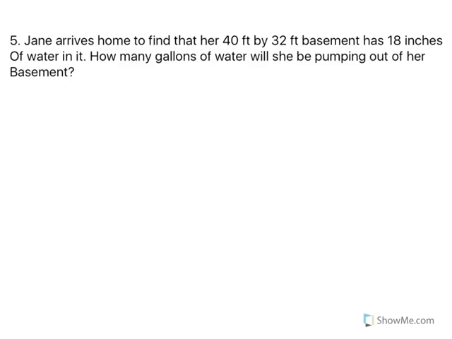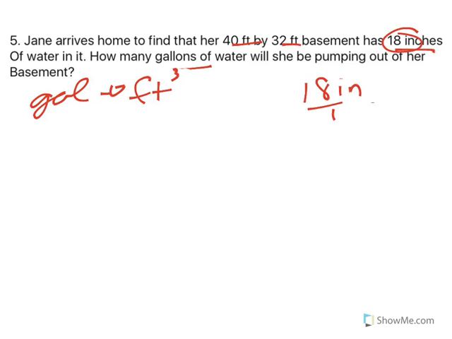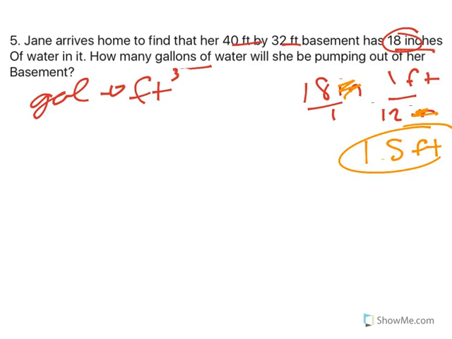Well, first off, hopefully you notice that we're in feet, inches. Not okay. So if you know that we have gallons, we know that gallons work with cubic feet. That's ugly. Cubic feet. So I need to change 18 inches to feet. So 18 inches, well, 12 inches is 1 foot. Makes my inches cancel out. This is the same as 1.5 feet. So to find my volume, 40 by 32 by 1.5.